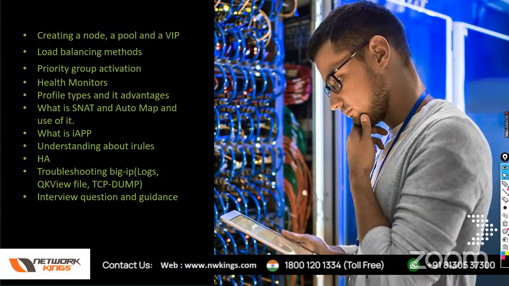And priority group activation. Priority group activation is a term we use to set up your servers in primary and secondary mode, and it determines how the traffic is forwarded to individual servers. And of course the health monitor. The health monitor is nothing but a way to check the health of your backend servers.